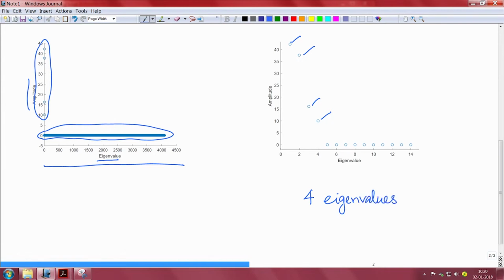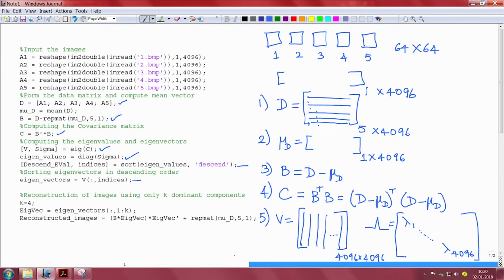So, using this information, let us see if we can reconstruct the images. So, here we choose K, that is we choose the first K dominant components for the reconstruction part. Based on the value of K, we choose K eigenvectors corresponding to the K dominant eigenvalues and use those eigenvectors for reconstructing the images. So, let us use a MATLAB GUI to see how this performs.